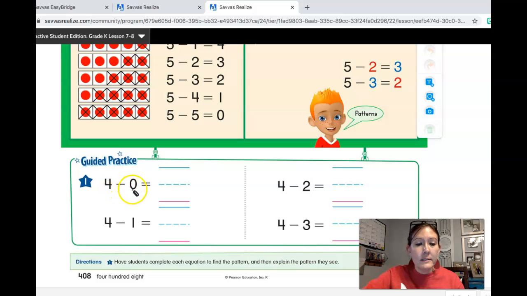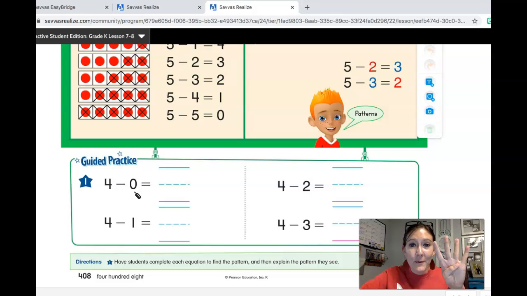4 minus 0 equals, and you notice there's a blank there. So we need to solve this equation. 4 minus 0. Do you know what that is? Let's try it on our fingers first. Start by putting up 4 fingers. Now, take away 0. How many fingers should we put down?